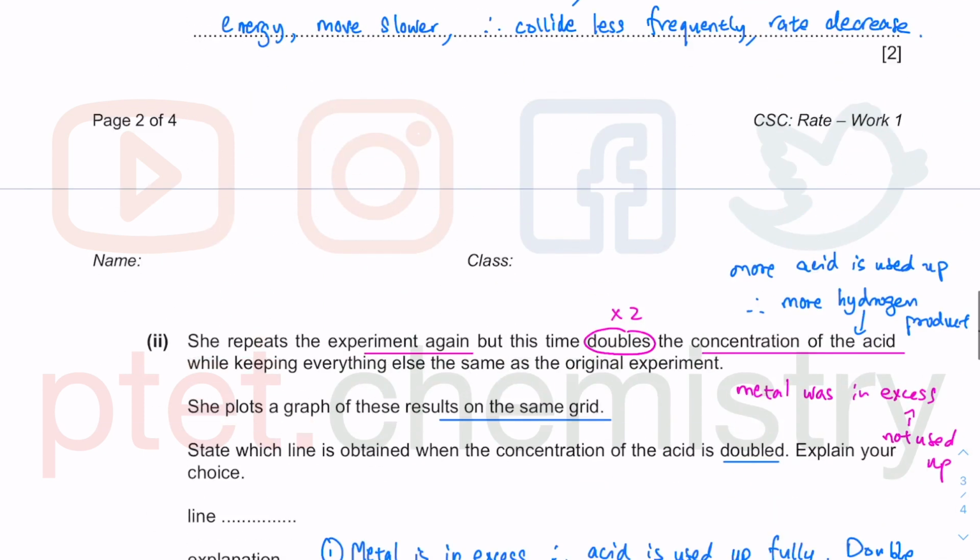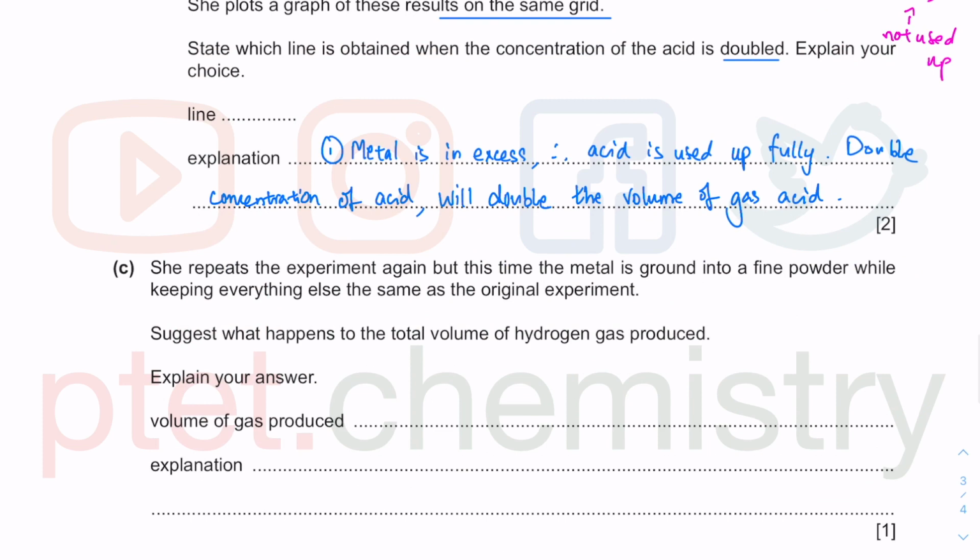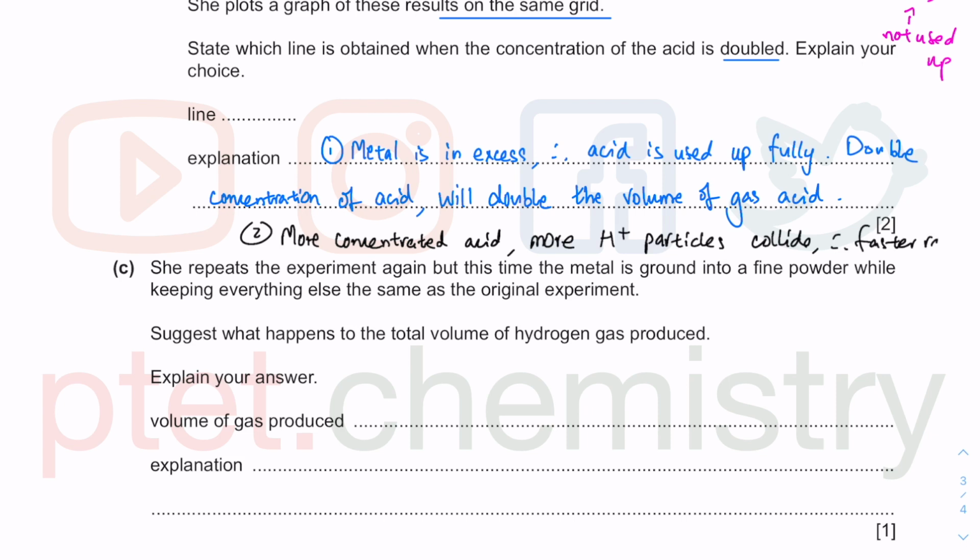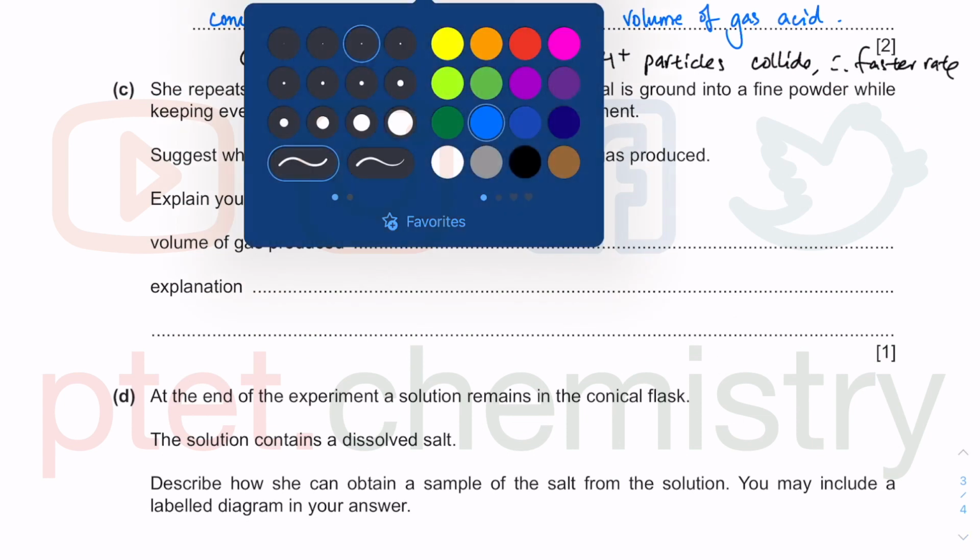So 2 important factors there. With double the volume of gas produced. The second factor is that more concentrated acid means more H+ particles collide. Therefore, a faster rate of reaction. So that has to be line number 1 there. Okay. Now, how about the next one?